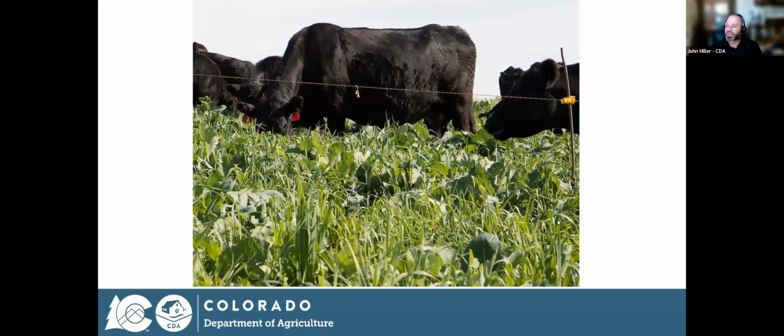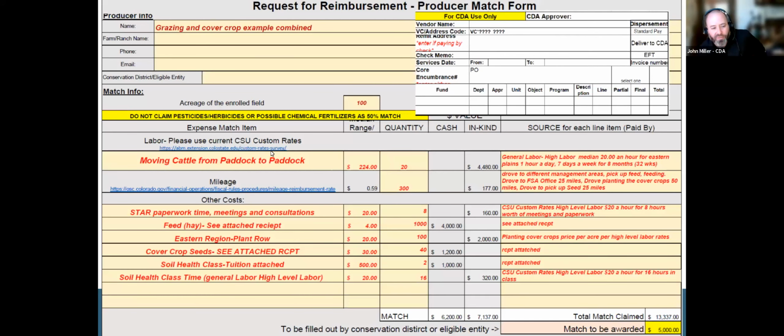And it would look something like this. Here's a cover crop being grazed by cattle. So in this scenario, we've basically combined those two other reimbursement forms. We have the producer moving the cattle from paddock to paddock. We have their mileage, which they had to pick up feed, seed, drive to get the feed, do the actual seeding itself, all those things. And so they've combined them.